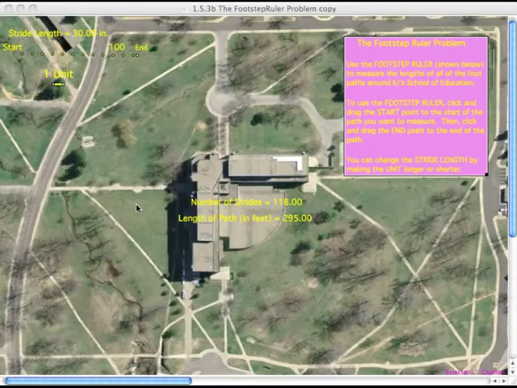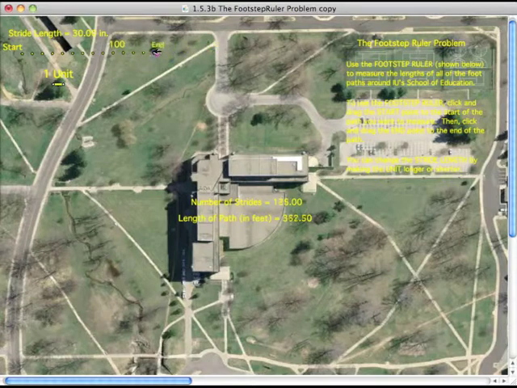In your homework materials for today, the footstep ruler problem looks like the map shown here. The file uses software called Geometer's Sketchpad to give you a footstep ruler that you can use to estimate the lengths of footpaths around Indiana University's School of Education. Here is how to use the footstep ruler.